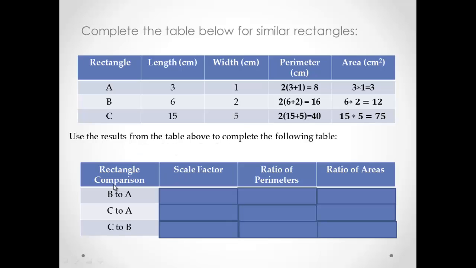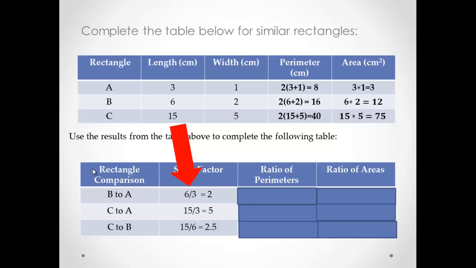So first of all, let's just talk about what it says right here. It says we are going to compare rectangle B to A. So let's look at the scale factor. The scale factor we are going to get from comparing lengths here. Remember, scale factor is a ratio. So if we compare B to A, B which is 6, A which is 3, we see that that reduces down to 2. C to A, we're just going 15 to 3. Our scale factor is 5. It's an enlargement because it's getting larger. And then if we go C to B, it's 15 to 6, which reduces to 2.5.